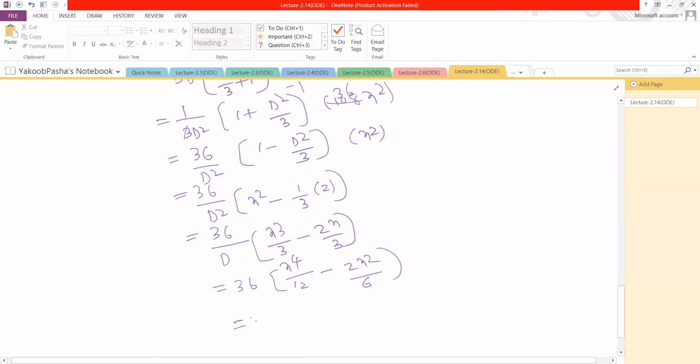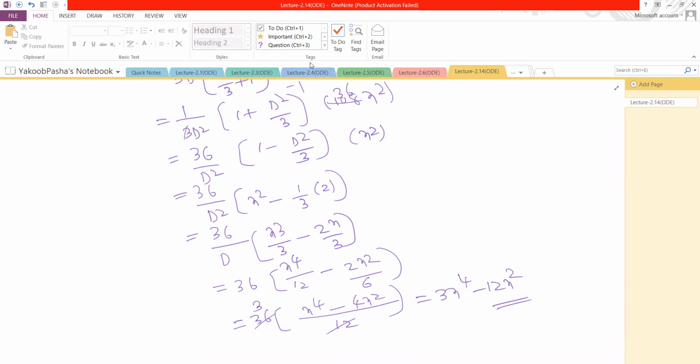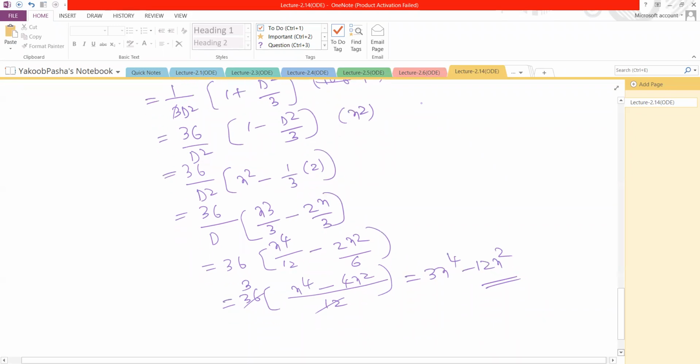So here 36, here LCM is 12, that is x power 4 minus 4x square. Here it is 4 times or 3 times. This is equal to 3x power 4 minus 12x square. This is the particular integral of the given differential equation. Okay. Now I am taking another problem. It is from SET. It is also a SET problem.